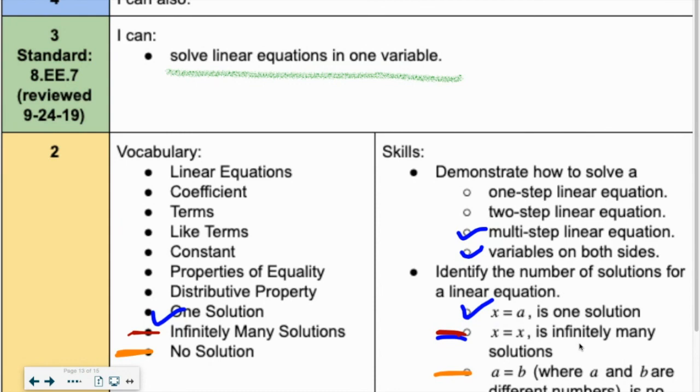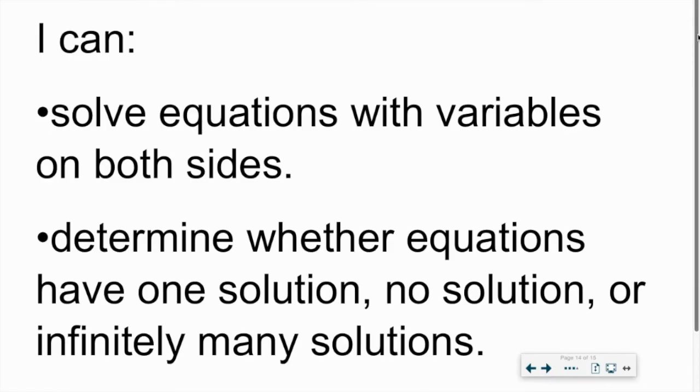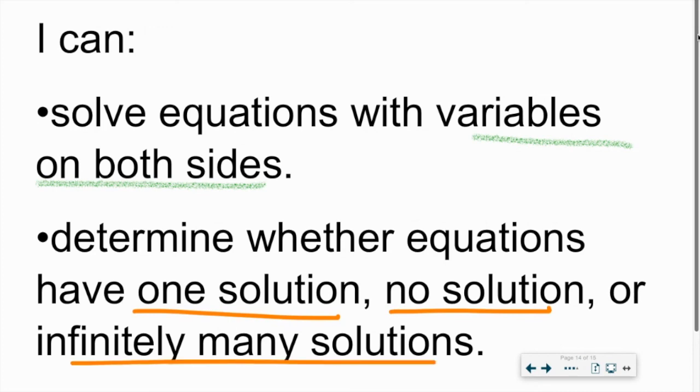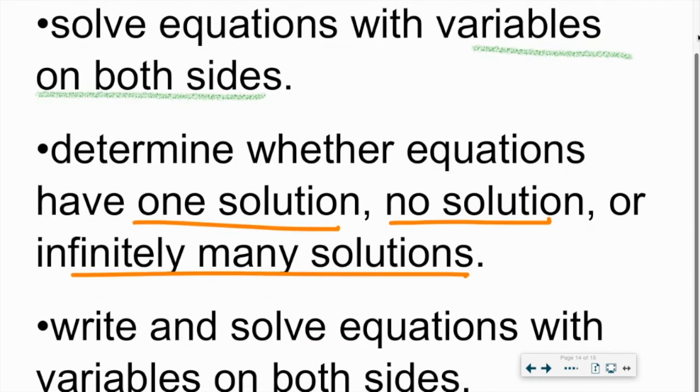Goal: be able to write the equation, and then from there, whatever steps are involved, solve it as our standard says. Today, I can solve equations with variables on both sides. Big thing we're going to see, we've had one solution before, but now we're going to see if they have no solution or infinitely many solutions. And the entire time, this chapter, we're looking to be able to write and solve equations. Now, today, they're going to have variables on both sides.